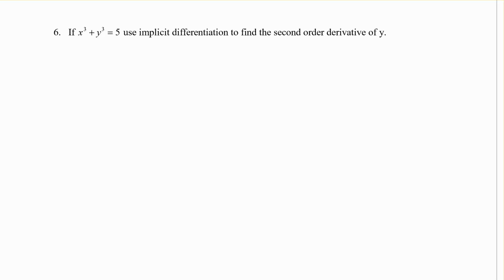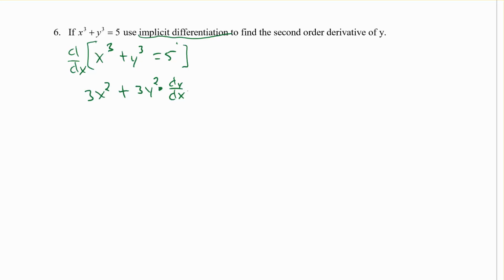So let's do that. We have x to the third plus y to the third is equal to 5, and we're going to take d dx of that. We have to take the derivative of each individual term. So that's going to be 3x squared plus 3y squared. And then the implicit differentiation part comes here, where remember this is really just the chain rule, but we have to multiply by dy dx. That's how we find the derivative of this. And that is equal to the derivative of 5, and any constant has derivative 0.